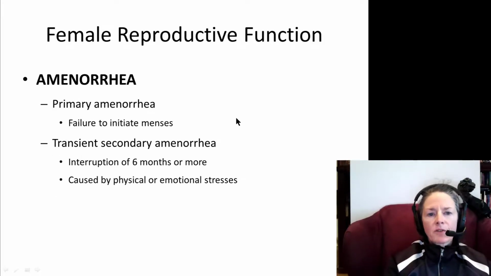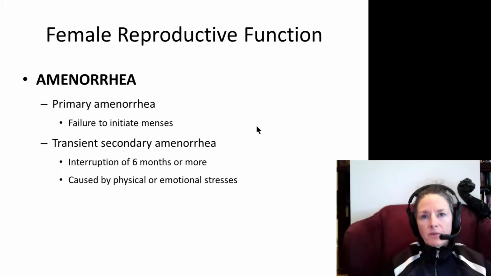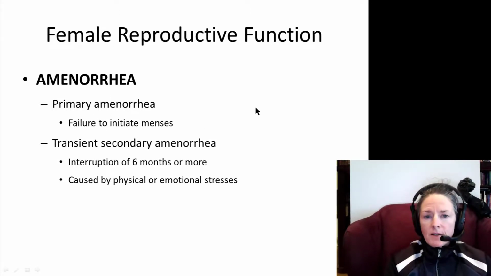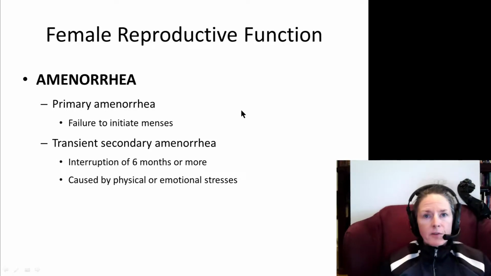All right, so amenorrhea is a condition where you don't have menses and you don't have the menstrual cycle. So amenorrhea can be due to a failure to initiate menses or this whole cycle, and that can be caused by hormonal deficiencies. It can be caused by the fact that in some cases, some females are actually genetically male, as we've discussed earlier. They will never be functionally able to have children.